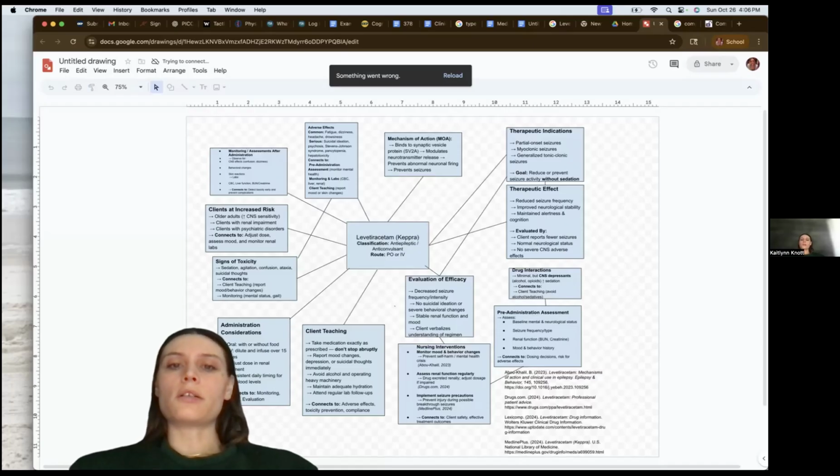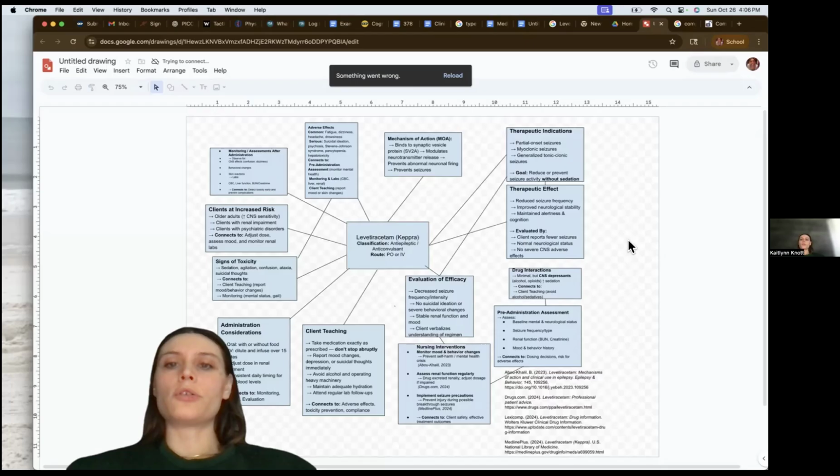Hello, this is my concept map for neurology medication. I went with levetiracetam or Keppra. Its classification is an anti-epileptic and an anticonvulsant, and its route is by mouth or IV.